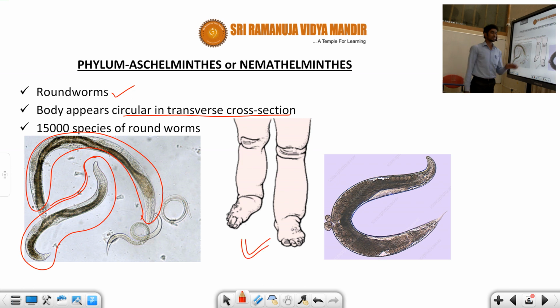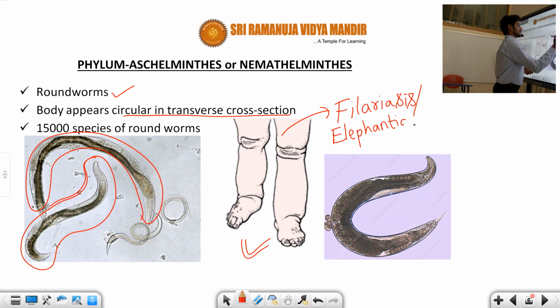So what does this diagram indicate? What condition does it represent? Elephantiasis. It is also known as filariasis. Filariasis is also called elephantiasis. So generally, how is elephantiasis or filariasis caused?